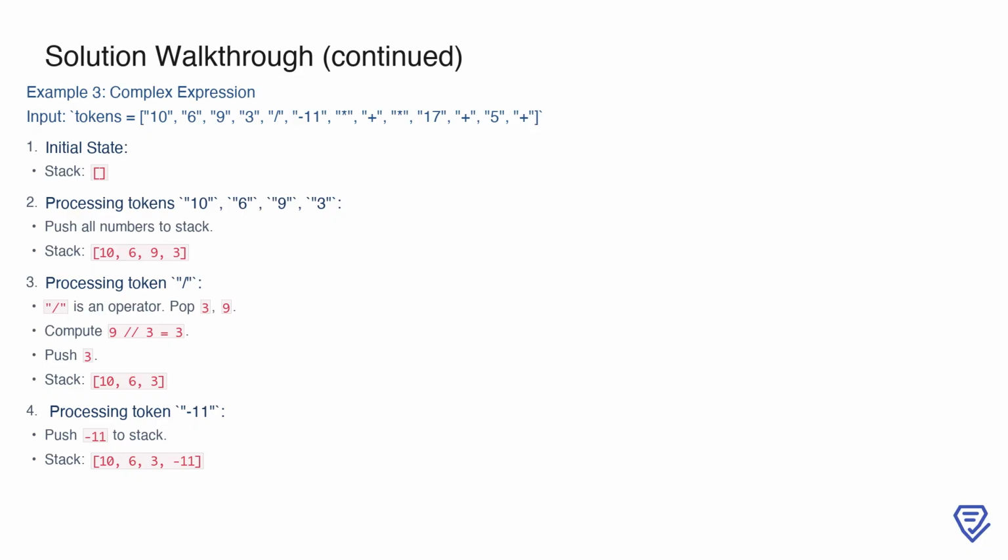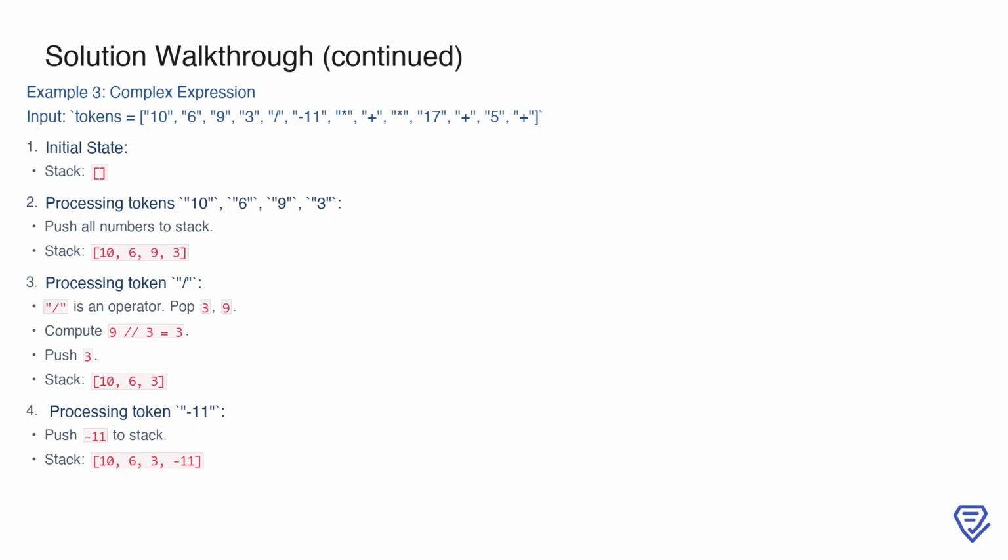At this point, the stack contains 10, 6, 9, 3. Next, the token / is processed. This is an operator, so we pop the last two numbers from the stack, which are 3 and 9. We compute the result of 9 / 3, which equals 3, and push it back onto the stack. The stack is now 10, 6, 3.